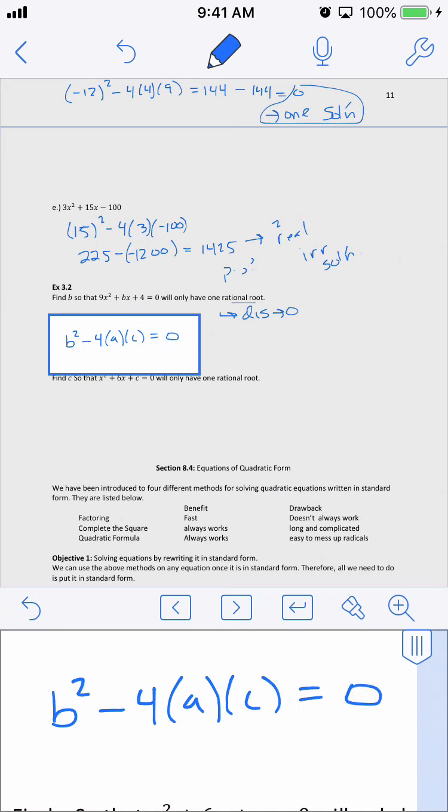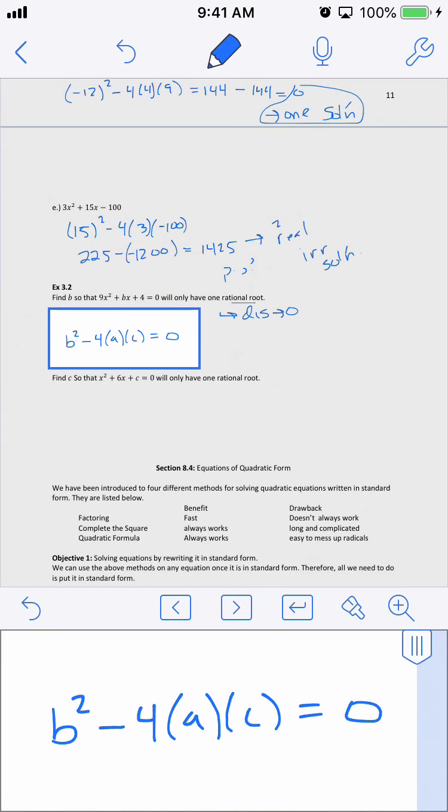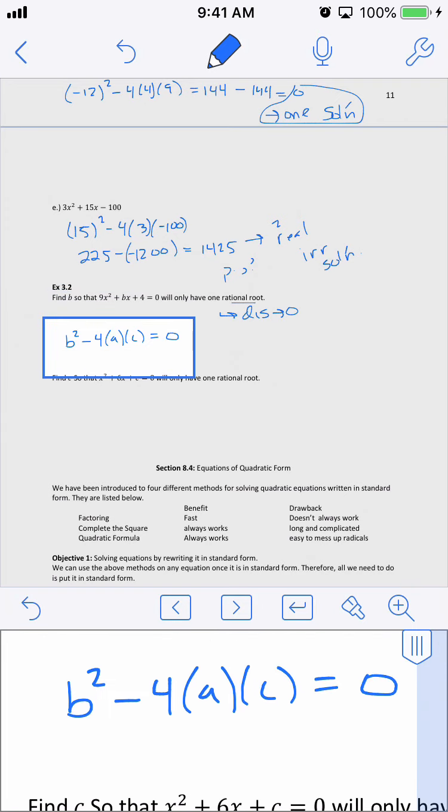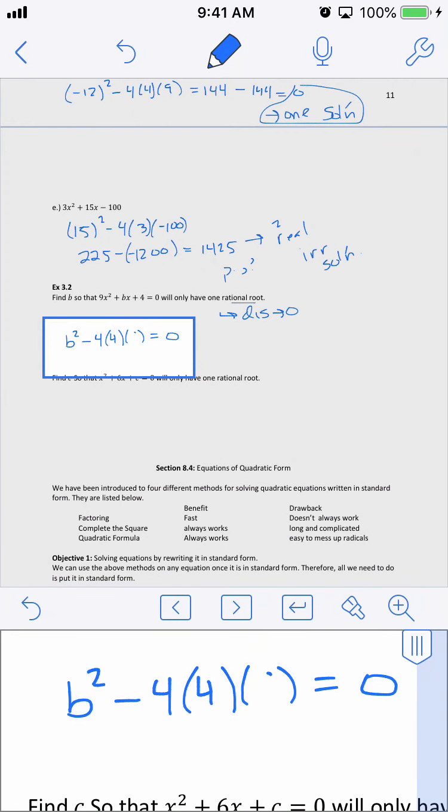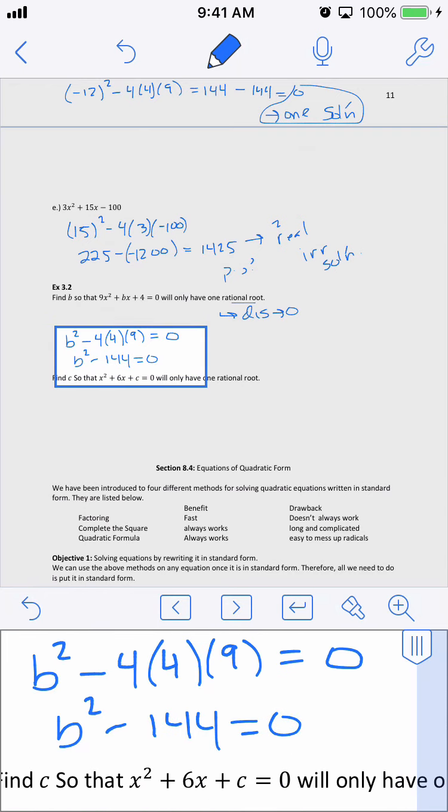Now there's 3 variables here, so that's a problem, right? But are there really 3 variables? Because they gave me some information in the problem. They gave me the fact that 9 and 4 are a and c. So instead, I can change 9 and 4 into the a and c spot. And we get that b squared minus 144 equals 0. And that I can solve because that's just one variable.